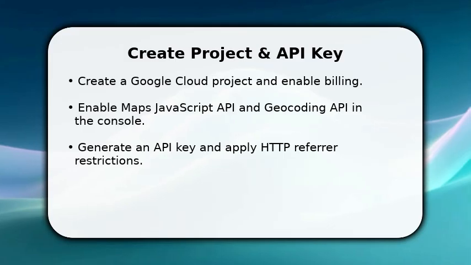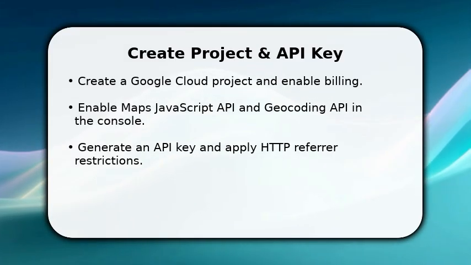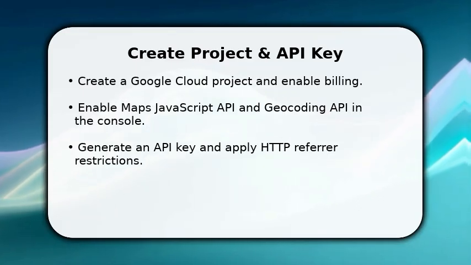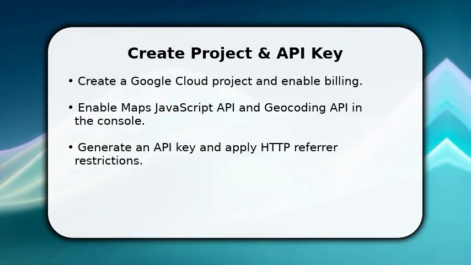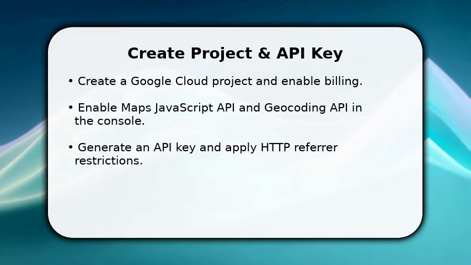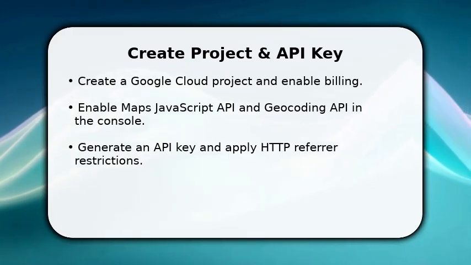Enjoy the video. You start by creating a Google Cloud project and enabling billing so APIs run smoothly. Once done, enable the Maps JavaScript API and Geocoding API. These provide map rendering and address lookup.